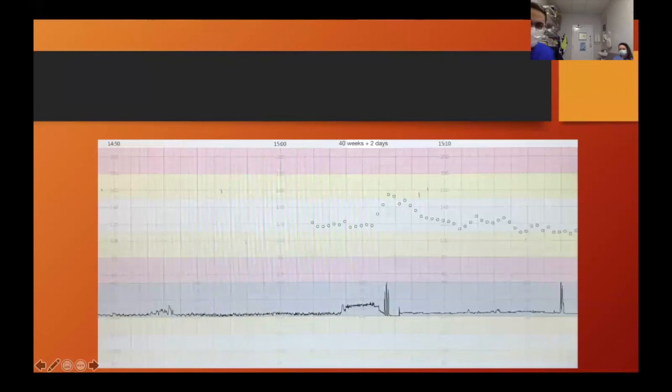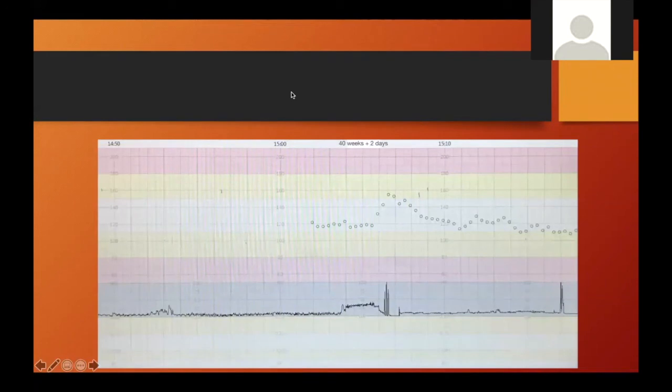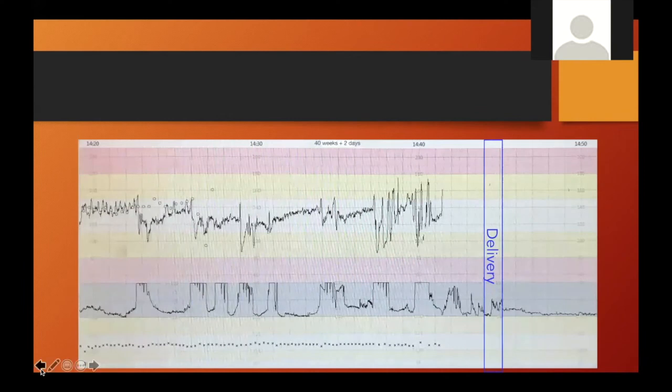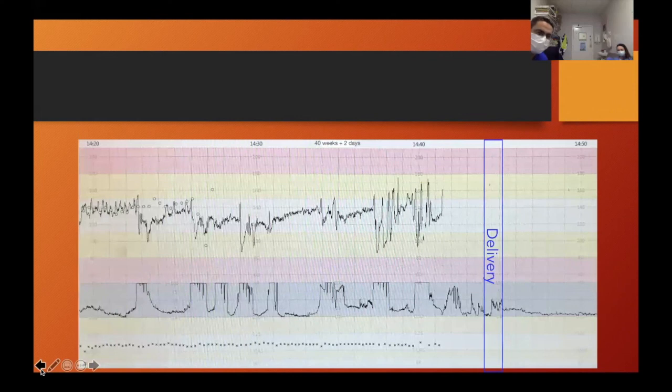I think these APGARs are going to be 9 and 10. Okay, you still need to explain. Because even right at the end of the trace, the baseline's stable and the variability is good. So I don't think this baby is too stressed by active second stage. Yes, that is completely right. So as Joe also wrote, there's good cycling, good variability towards the end, just before the delivery.